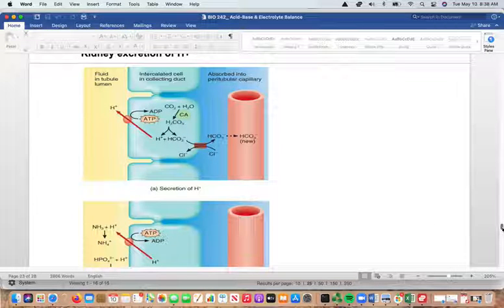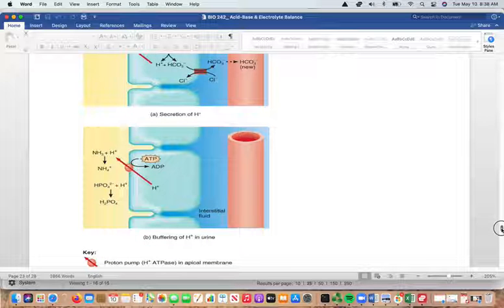So when we look at kidney excretion here, you can see there is the fluid in the lumen of the tubule. Here are your intercalated cells in the collecting duct. And this is how you can have secretion of the hydrogen ion going back out into the urine, and bicarbonate being reabsorbed. Here is your buffering system in the urine. So you can have the hydrogen going on, getting attached to the phosphate buffer.